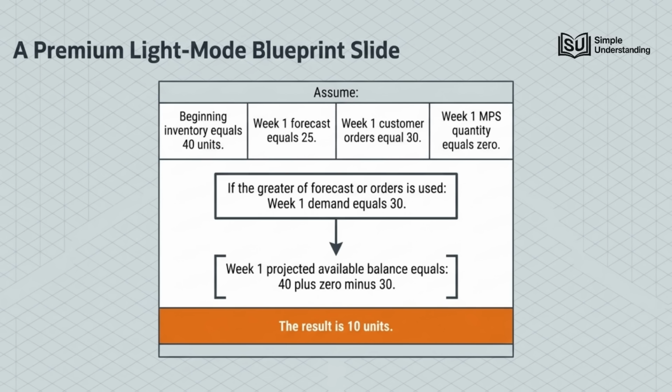Week 1 forecast equals 25. Week 1 customer orders equal 30. Week 1 MPS quantity equals 0. If the greater of forecast or orders is used, Week 1 demand equals 30. Week 1 projected available balance equals 40 plus 0 minus 30. The result is 10 units.